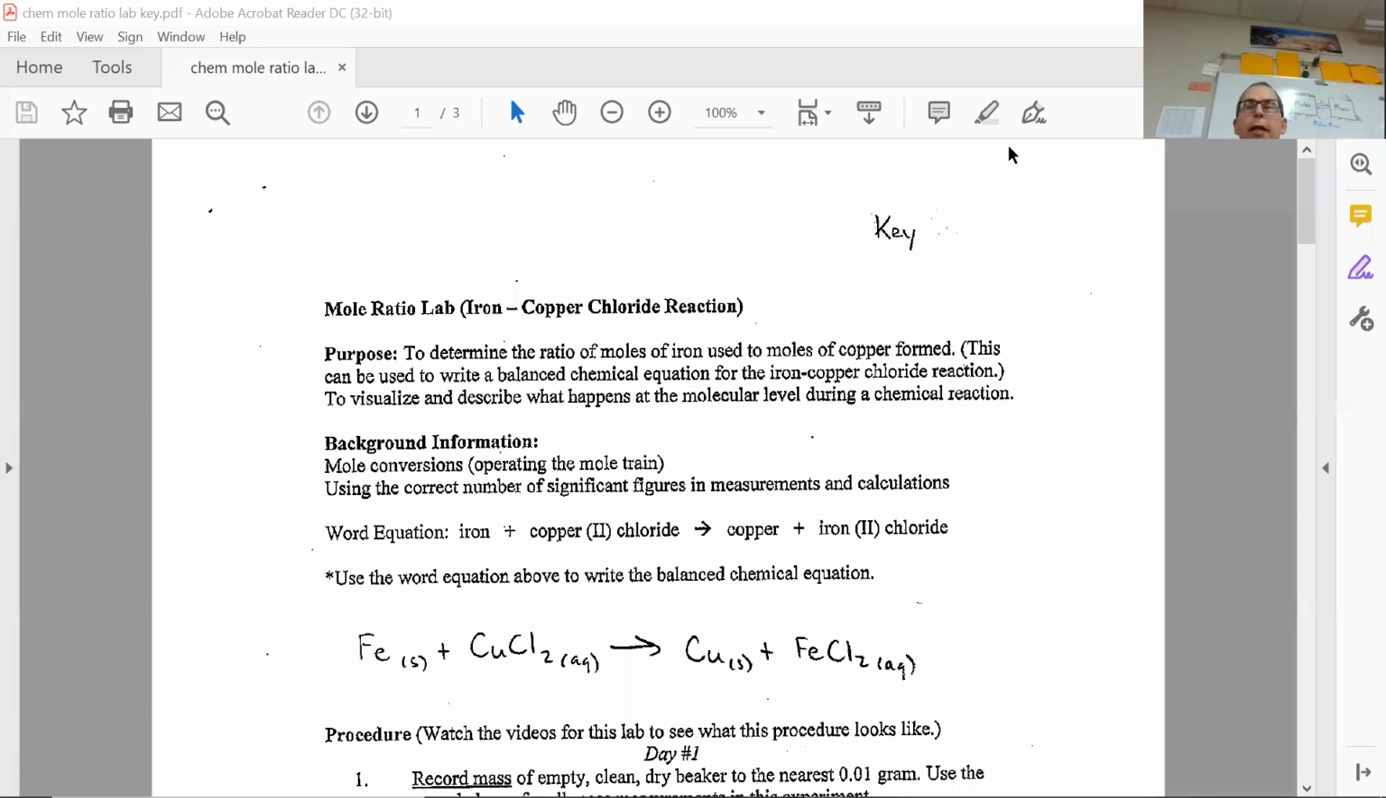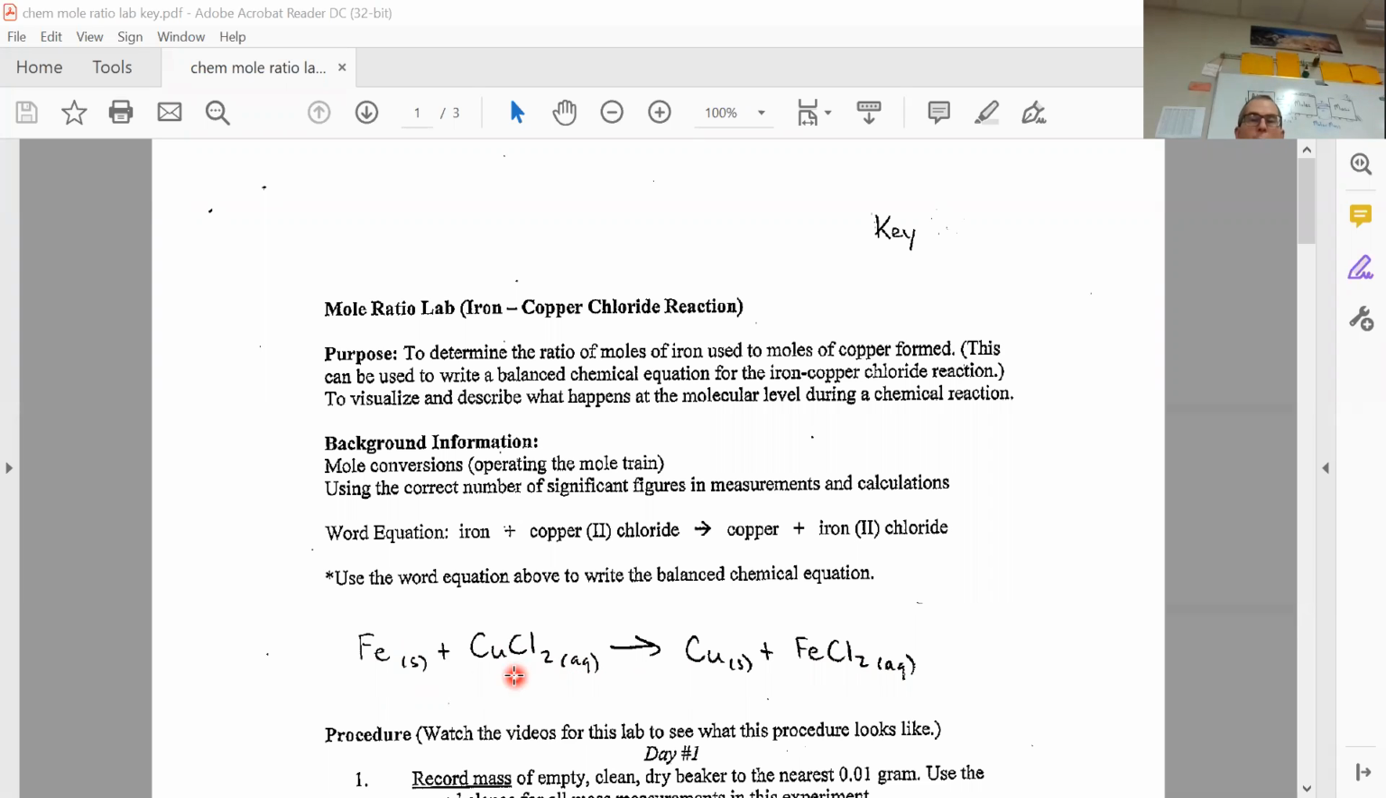We are looking at the key for the mole ratio lab. So in this lab, we took iron and we combined it with copper chloride to form copper and iron chloride. You didn't need to put subscripts down here, but I did. We took iron nails, which was a solid, and we put it in copper chloride, which was an aqueous solution, which means that it was a powder dissolved in liquid.